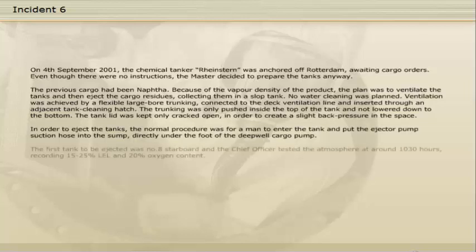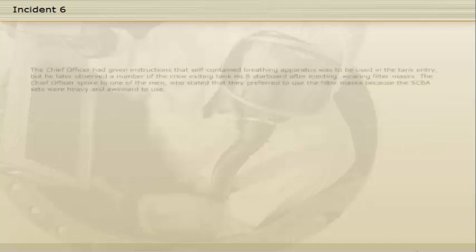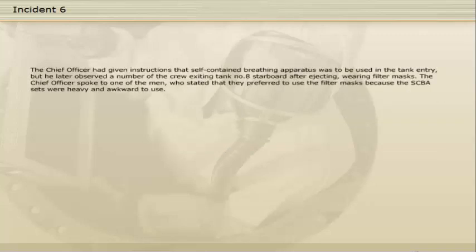The first tank to be ejected was number 8 starboard, and the chief officer tested the atmosphere at around 10:30 hours, recording 15 to 25% LEL and 20% oxygen content. The chief officer had given instructions that self-contained breathing apparatus was to be used in the tank entry, but he later observed a number of the crew exiting tank number 8 starboard after ejecting wearing filter masks. The chief officer spoke to one of the men who stated that they preferred to use the filter masks because the SCBA sets were heavy and awkward to use.